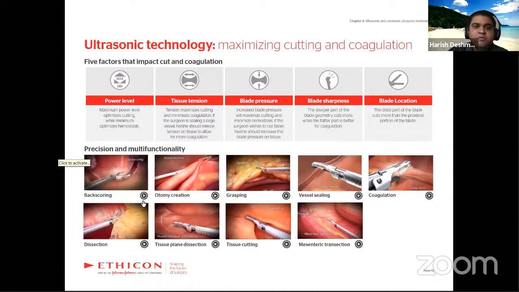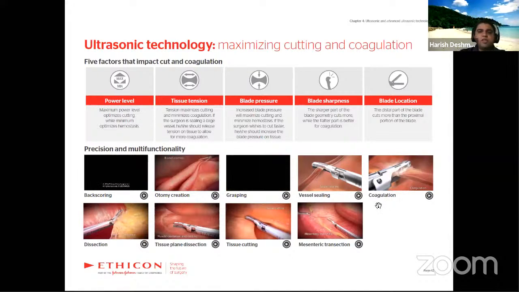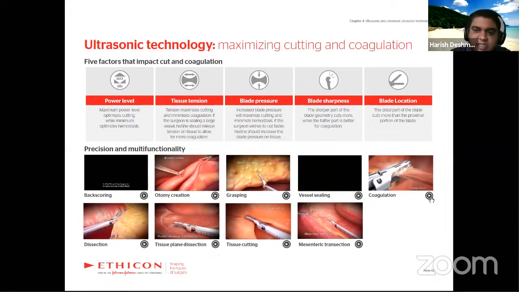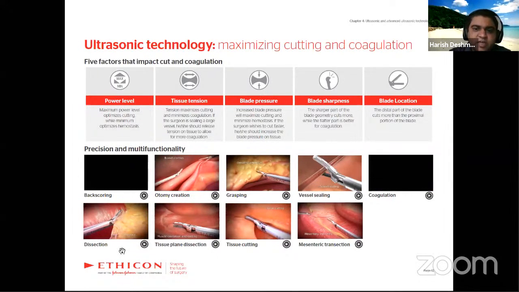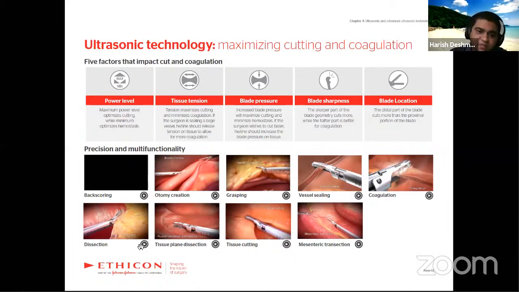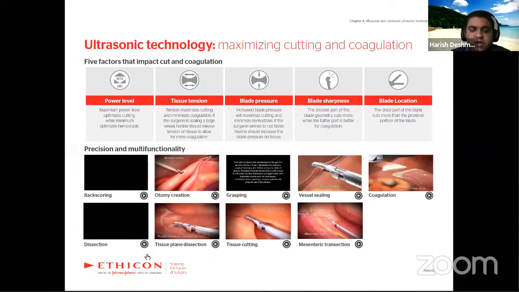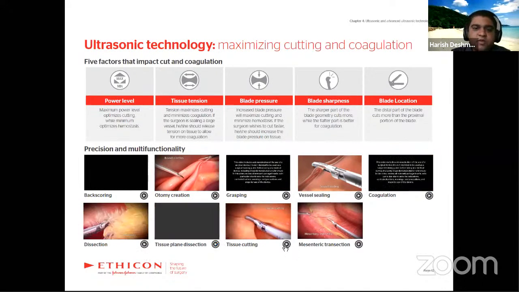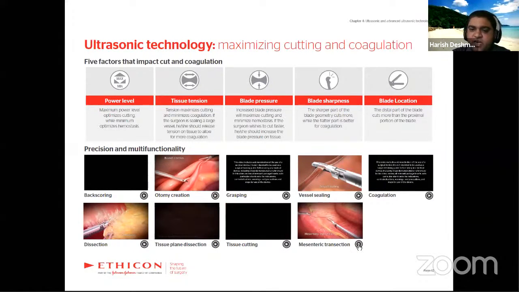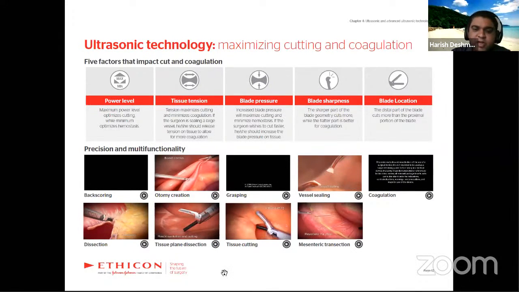So you can use Harmonic for back scoring, you can use it for otomy creation, you can use it as a grasper, as a vessel sealer, and as a regular coagulation device. Vessel sealer in the sense that it can take up to 7 vessels also. The advanced Harmonic scissors can be used for this. Dissection, definitely, it is very good for dissection. Tissue plane dissection, we can do it.